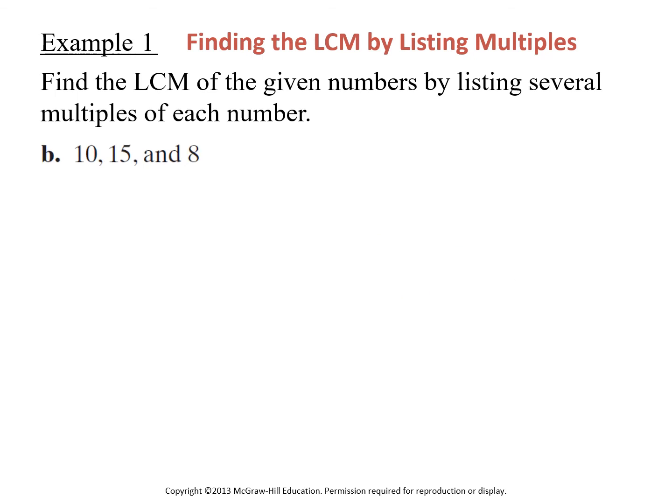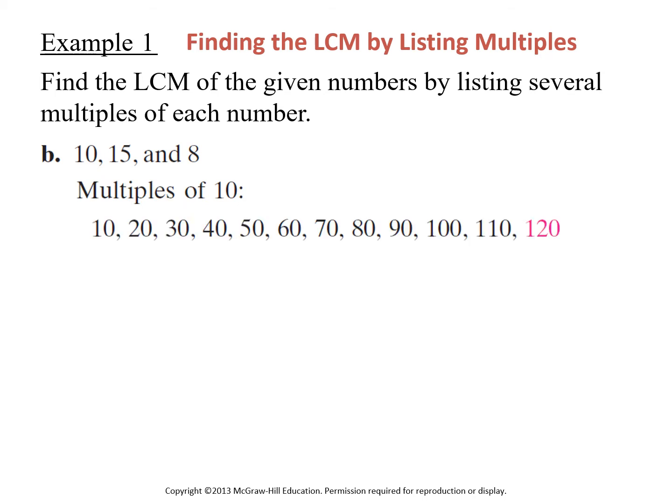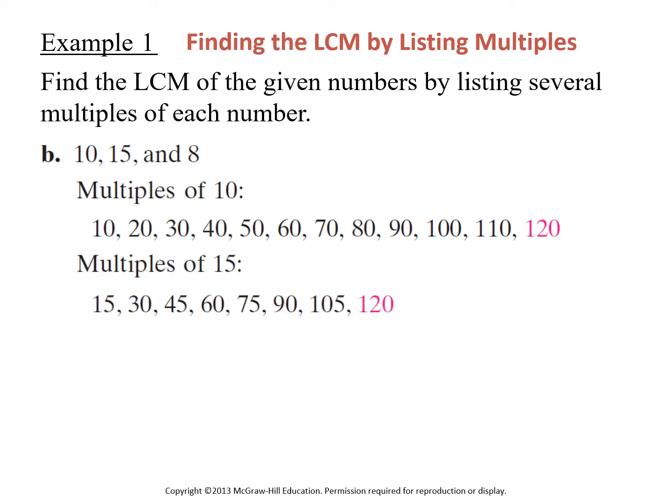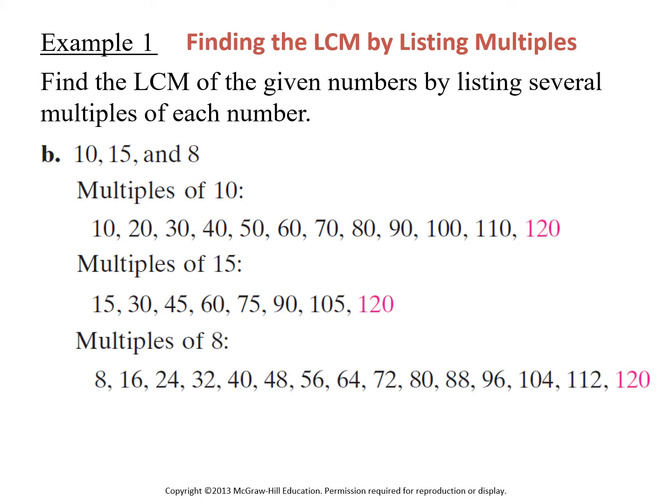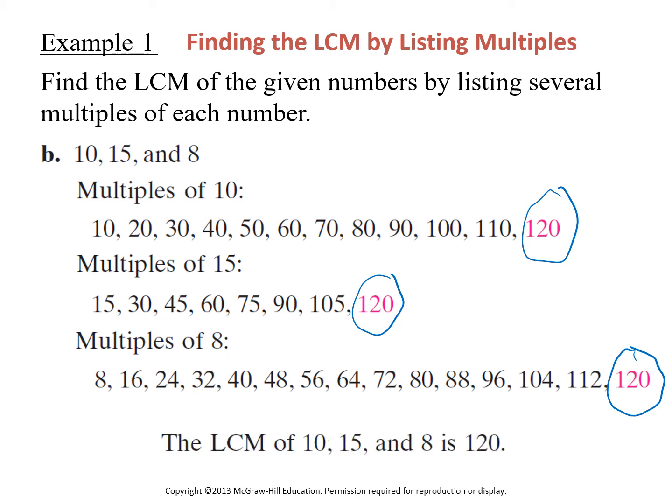Find the least common multiple of 10, 15, and 8. So we'll write several multiples of 10: 10, 20, 30, 40, 50, etc. Multiples of 15, and multiples of 8. And we had to go pretty far to get a common multiple, but our least common multiple is 120.